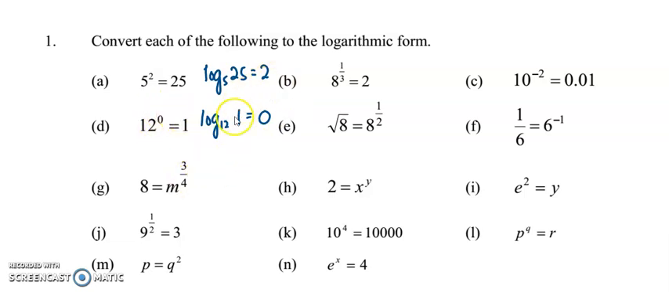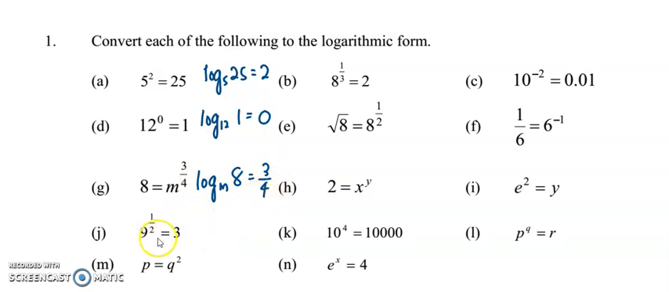Okay, and followed by 8 equals m power of 3 over 4. Again, I will change to the log form. The base of the index will be m, and the 8 will be over here, and this is log 8 base m, which will equal 3 over 4.